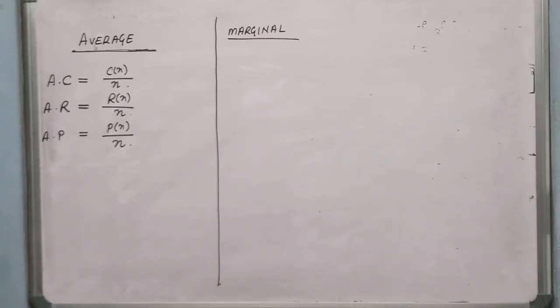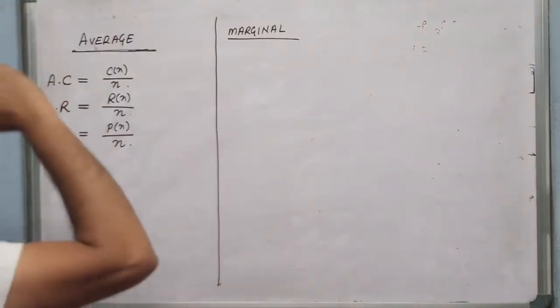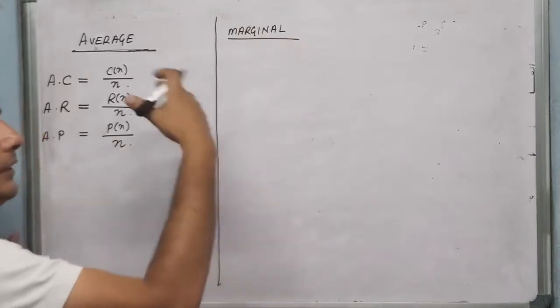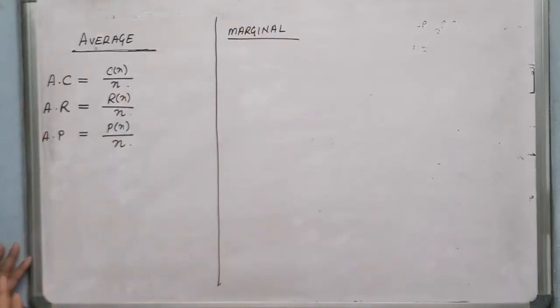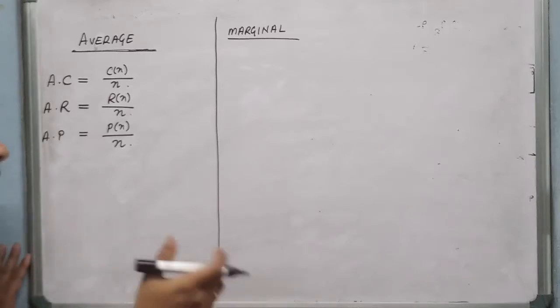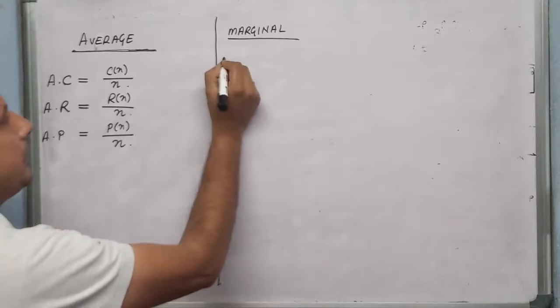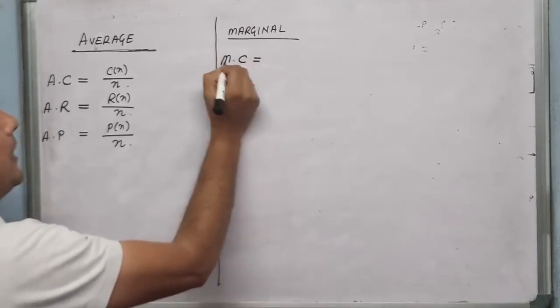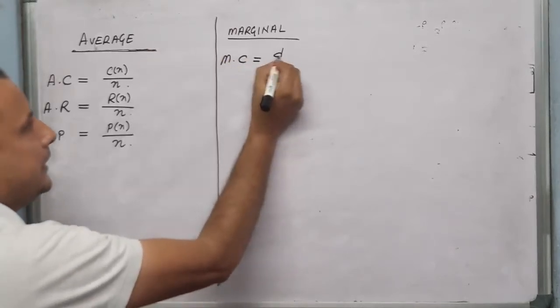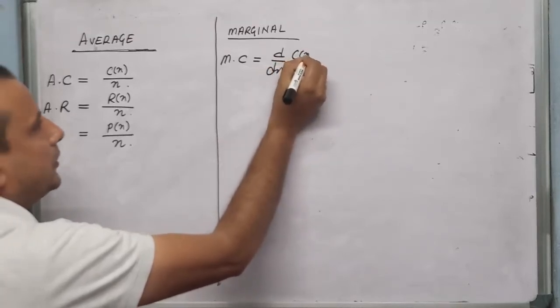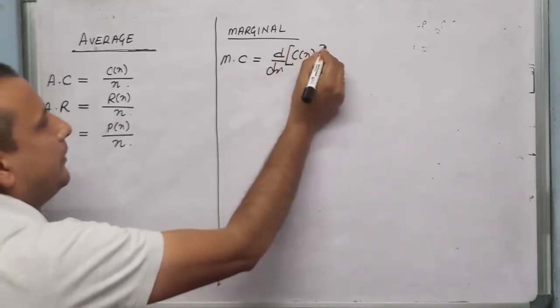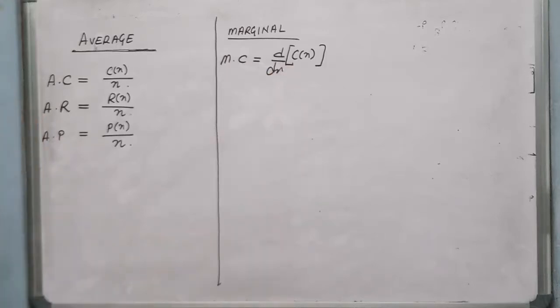Now next is the marginal. Marginal means the derivative. If the term marginal is associated with any quantity, you have to differentiate that particular quantity. I'll start with MC, that is marginal cost, which means dy/dx of cost, the derivative of cost. Marginal we can represent by other terms also. We can say slope means marginal.